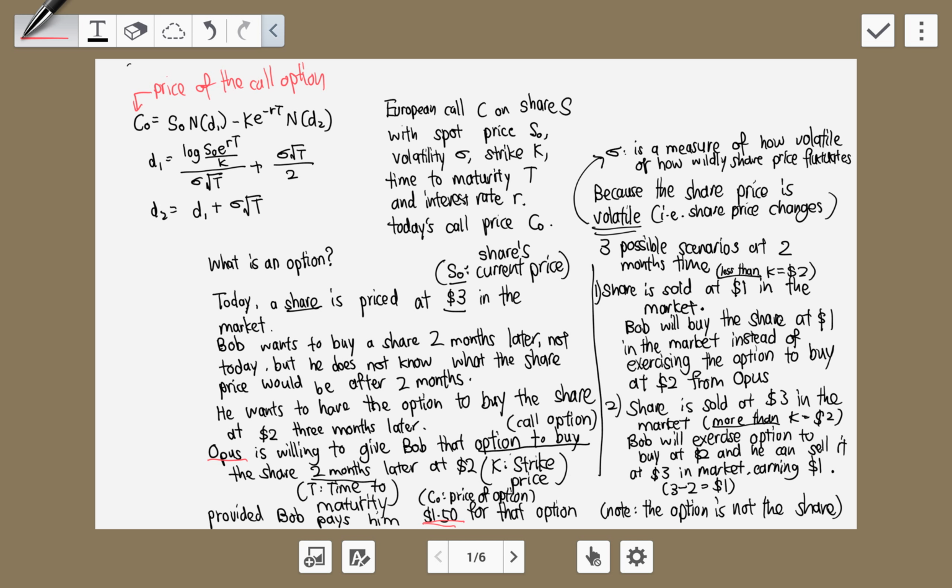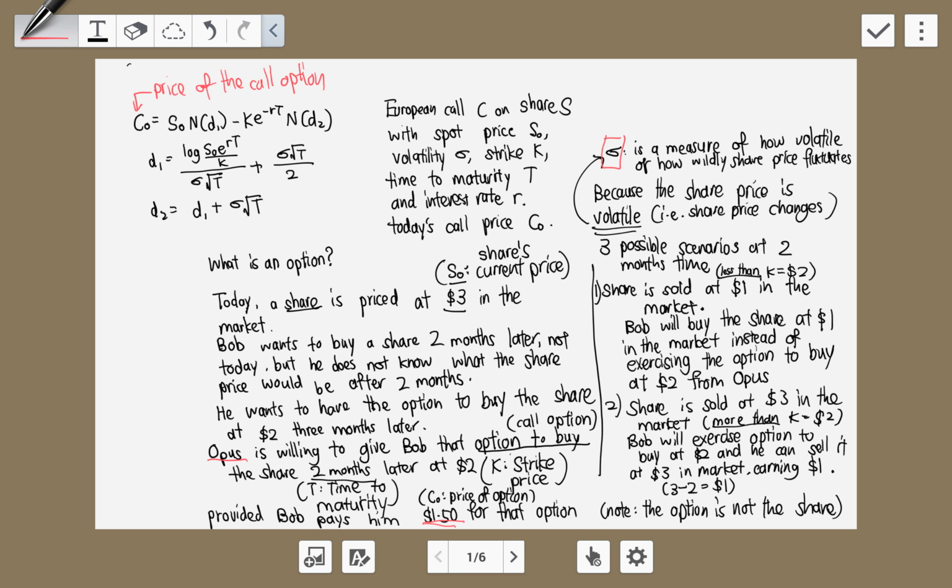Then 2 months later, there are 3 possible scenarios, because sigma is what we call the volatility of the share price. That means how the share price is likely to fluctuate. It's a measure of how wildly the share price fluctuates. Because the share price changes, 3 possible scenarios can happen at 2 months' time. One is that the share price falls below the $2, the price they agreed to buy at, or it could be more than $2, or it could be exactly the same at $2.